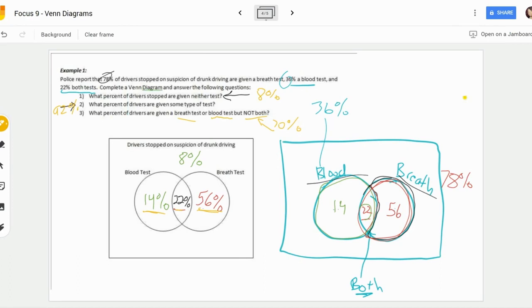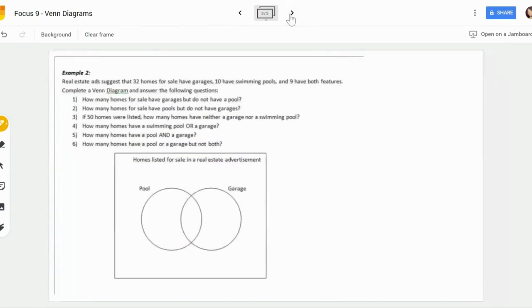So that's one example of how to set up a Venn diagram and then fill it in. Notice we started with the both, then we filled in the other two regions, and then we filled in the neither. All right, let's try one more. You should probably stop the video and see if you can figure out some of this on your own. I won't pause because you can do that, and I'll just keep going.